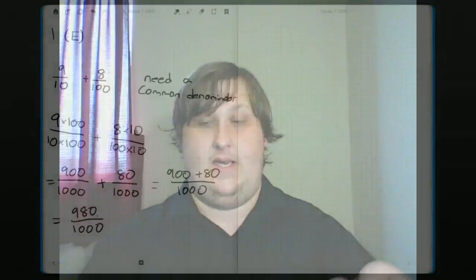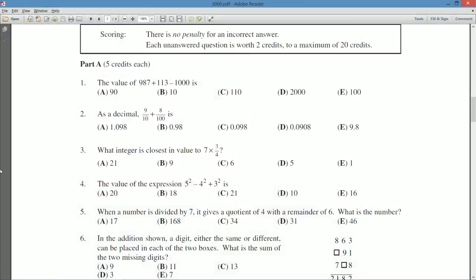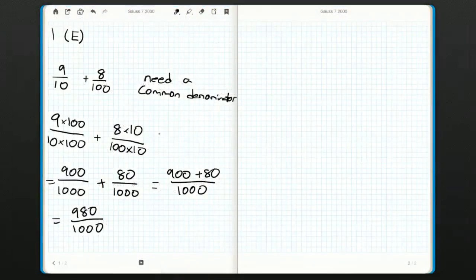So how about we check and see if that's one of our multiple choice answers. All right, 1.098, no, that's close. B, that's exactly what we got, 0.98. So we don't really need to look at the other ones. C is 0.098, 0.0908, and 9.8. But B is exactly the answer we got on our calculator. So B is the answer we're looking for. And we just circle that. 0.98, and we'll say that this is B.